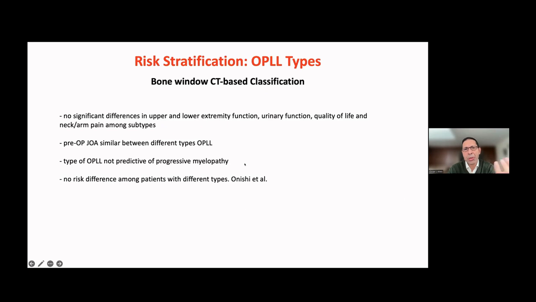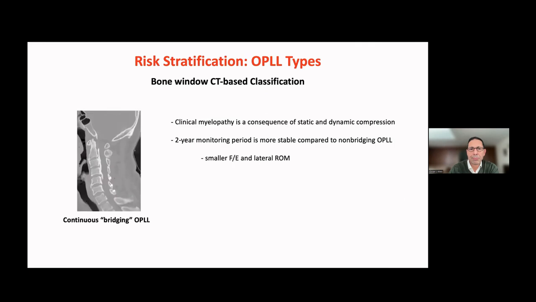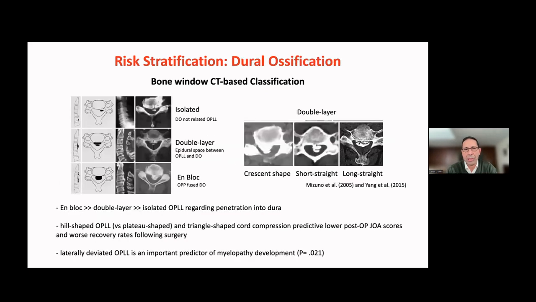But there are many papers showing that this classification is not useful. There are no significant differences in upper or lower extremity function, urinary function. The pre-op JOAs were similar. The type of OPLL is not predictive of progressive myelopathy. Very interesting are those continuous bridging OPLL. You have to think that clinical myelopathy is a consequence of static and dynamic compression. And those patients with bridging OPLL have less motion, so they are less prone to myelopathy.